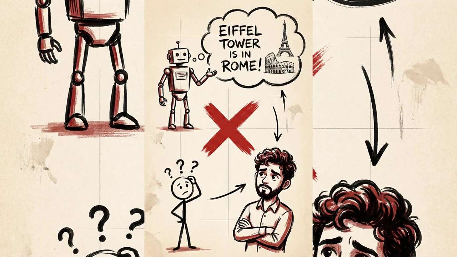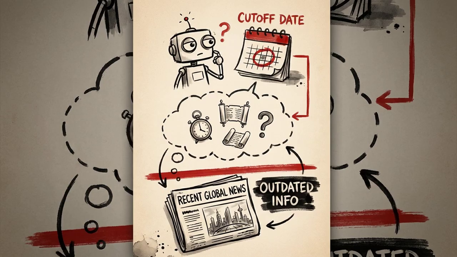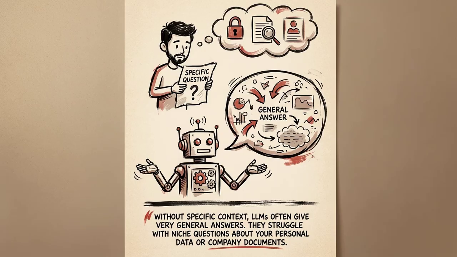Large language models are amazing, but sometimes they confidently make up information, a problem we call hallucinations. They just invent facts. Most LLMs have a knowledge cutoff date. This means they can't tell you about recent events or information that emerged after their training. Without specific context, LLMs often give very general answers. They struggle with niche questions about your personal data or company documents.